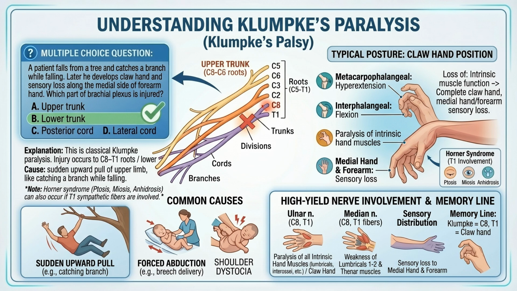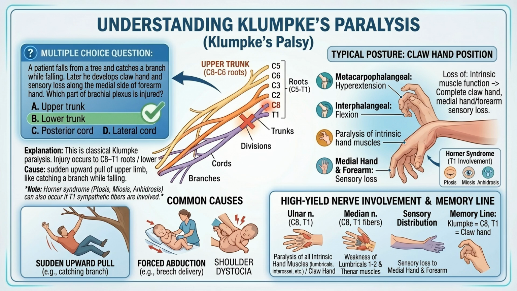Look at the center of the diagram. Here you can see the brachial plexus roots C5, C6, C7, C8 and T1. In Klumpke's palsy, the injury mainly involves C8 and T1 roots, and these C8 T1 roots form the lower trunk of the brachial plexus. So the first important memory line is Klumpke's palsy means C8 T1 injury, that is lower trunk injury. Now look at the hand on the right side of the diagram.